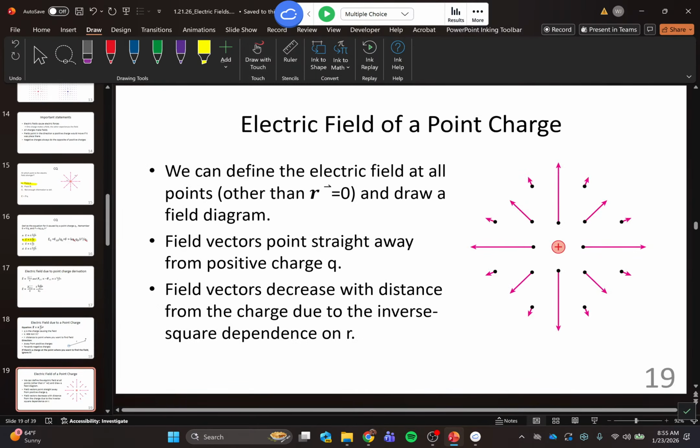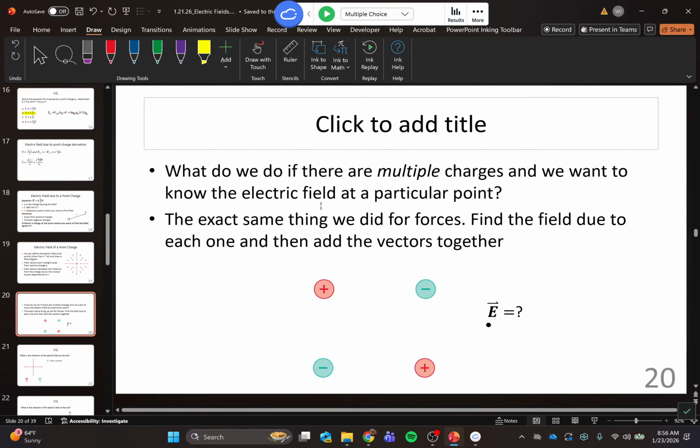All right. So, like I've said about 15 times, they point away from positive charges, and they get weaker as you get farther away. This is another slide saying the same thing. And I even mentioned here, you can't do it at R equals 0. So nothing is really new here, it's just repeating. The things that are important get repeated about 15 times.